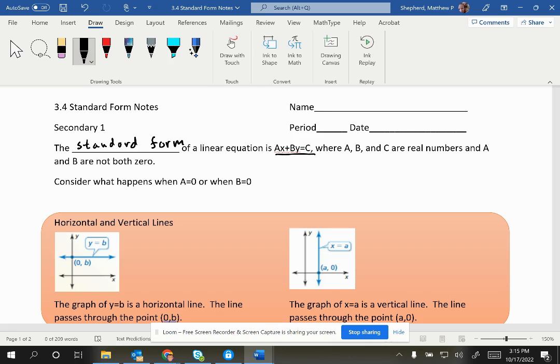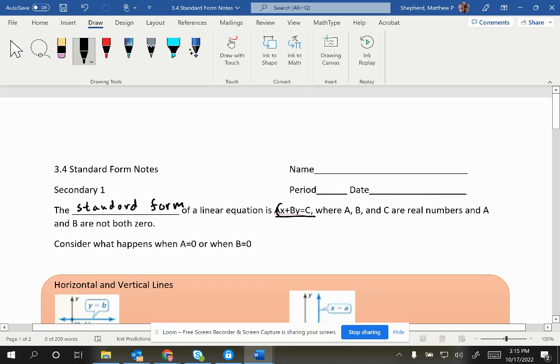Now, the reason for that is, of course, if a was a zero, then 0 times x would be 0. If b was 0, 0 times y would be 0. And we'd be left with this equation with no variables. It wouldn't be meaningful at all. Okay.